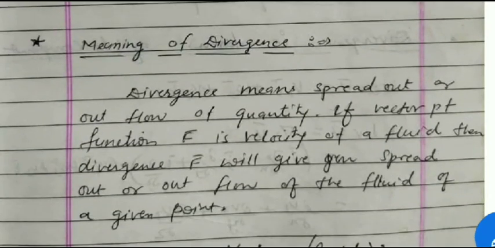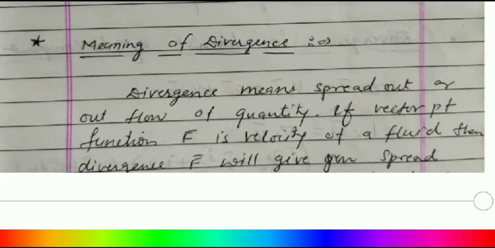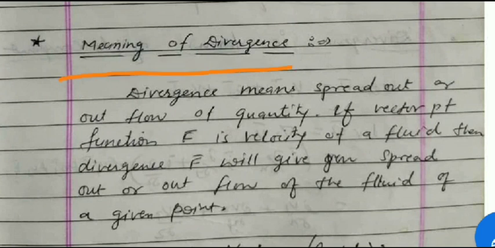Then the meaning of divergence. Divergence means spread out or outflow of quantity. If vector point function f bar is the velocity of a fluid, then divergence f bar will give you the spread out or outflow of the fluid at a given point.